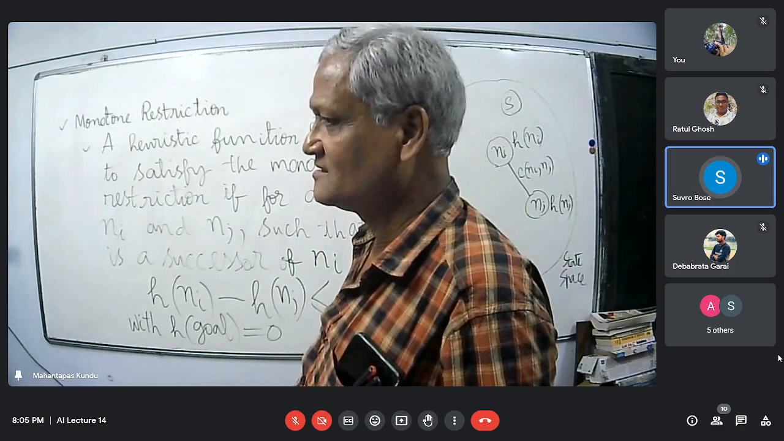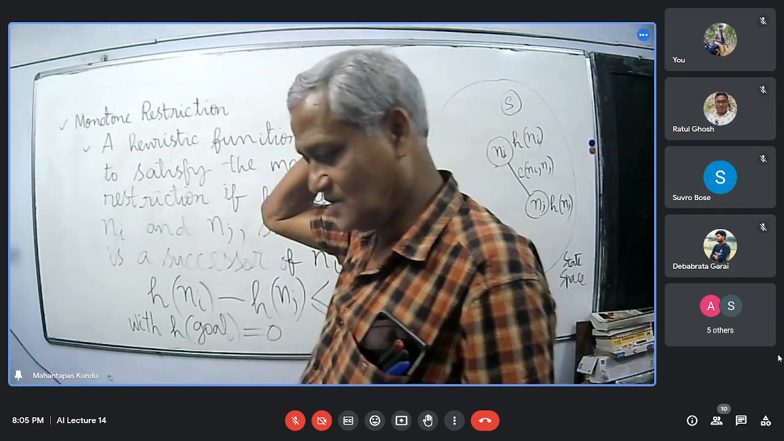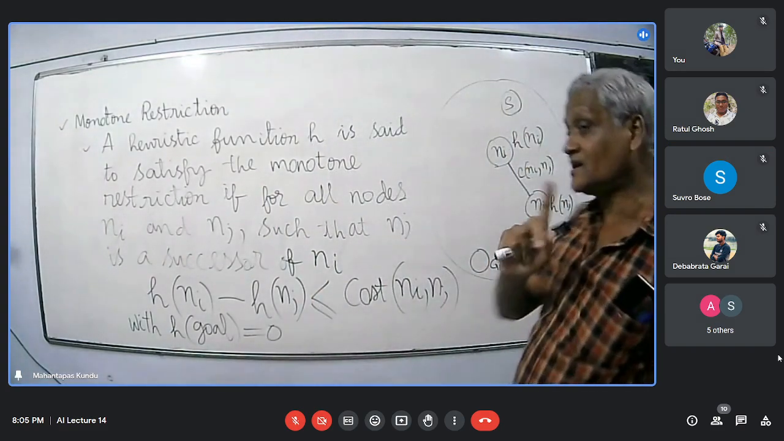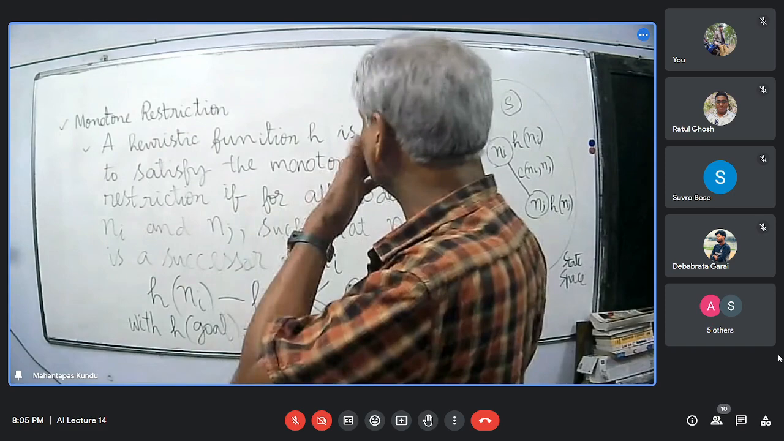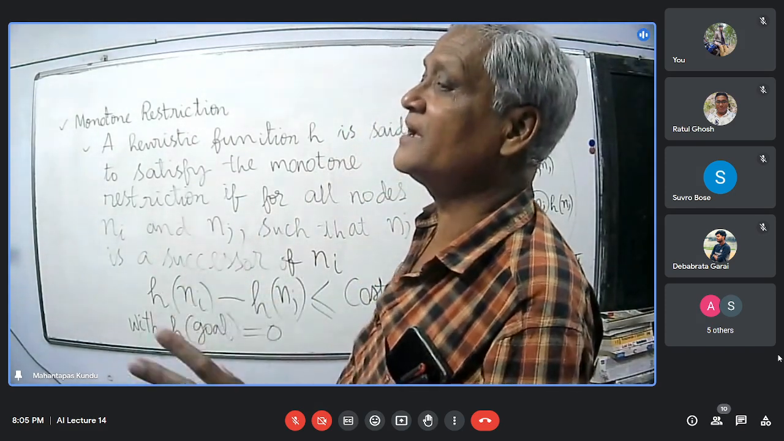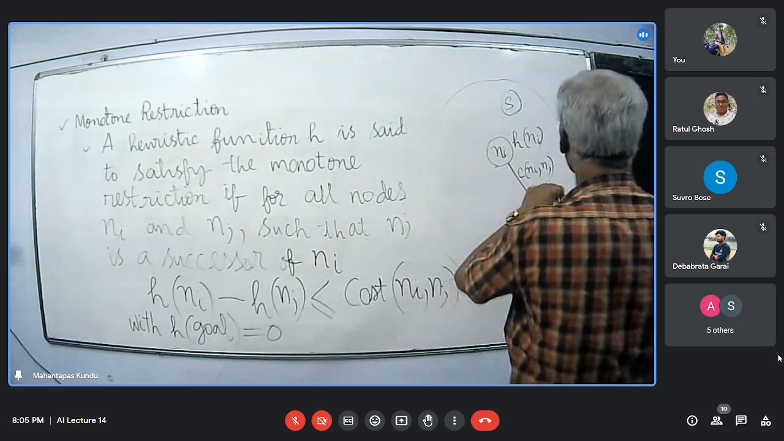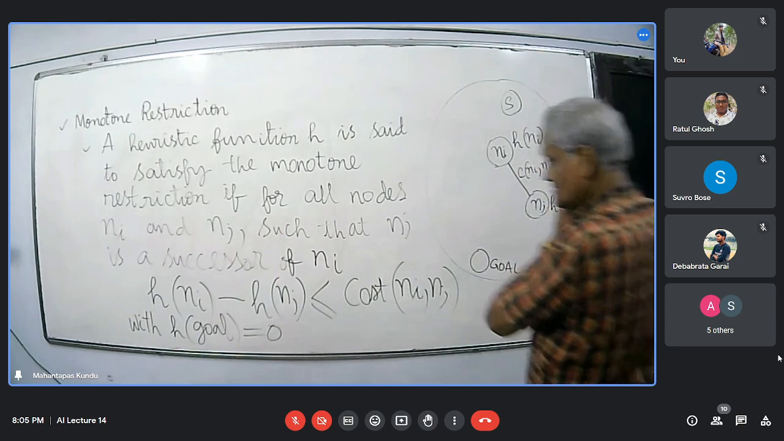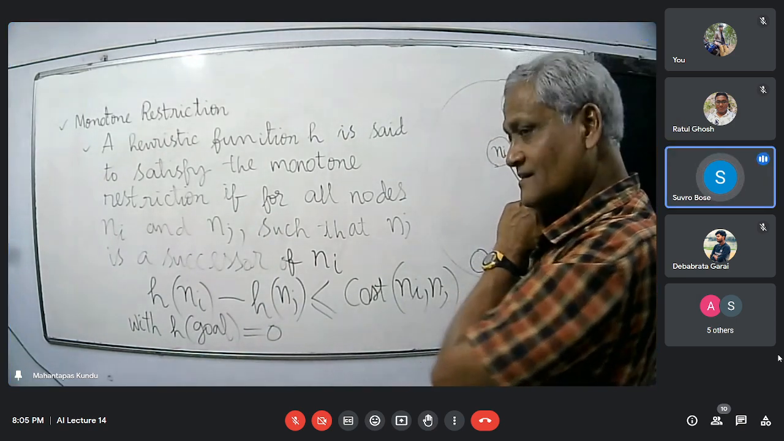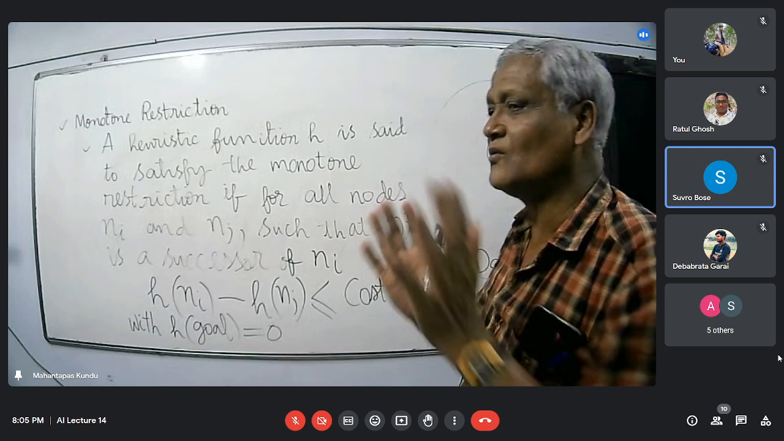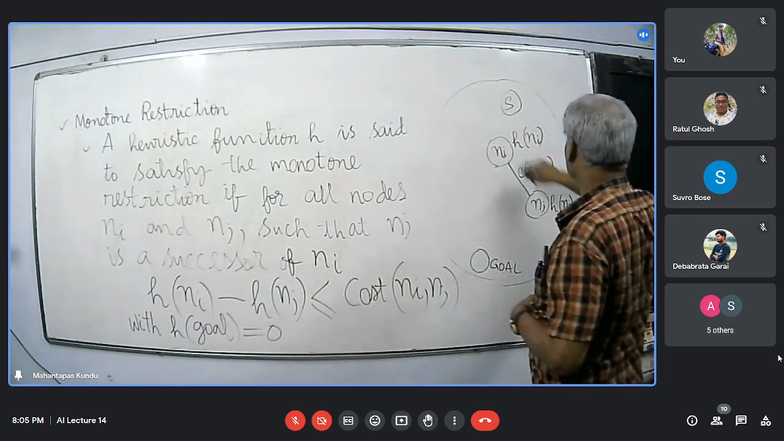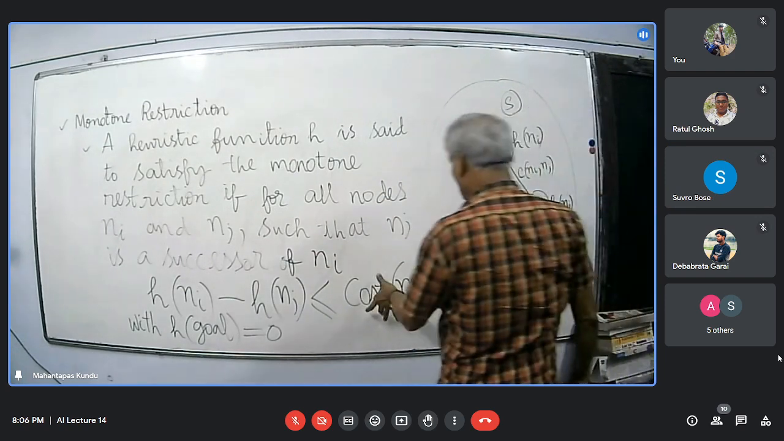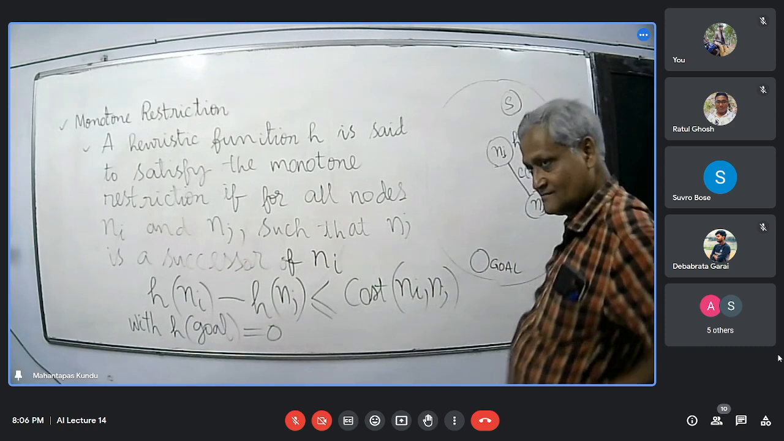So if these functions are logical, if these functions are consistent, then what will happen? This h(nj) should be less than h(ni). And what will be the maximum upper limit of this difference? That is the cost c(ni, nj).